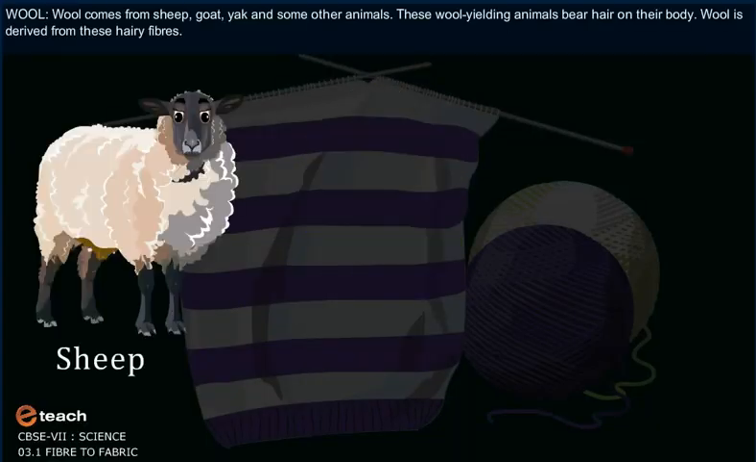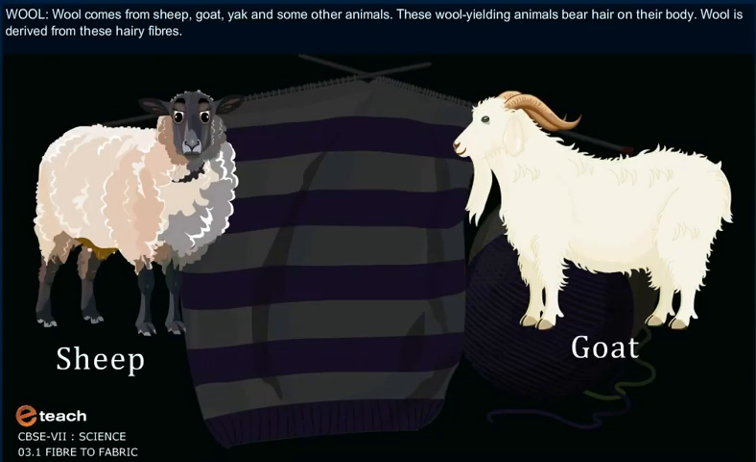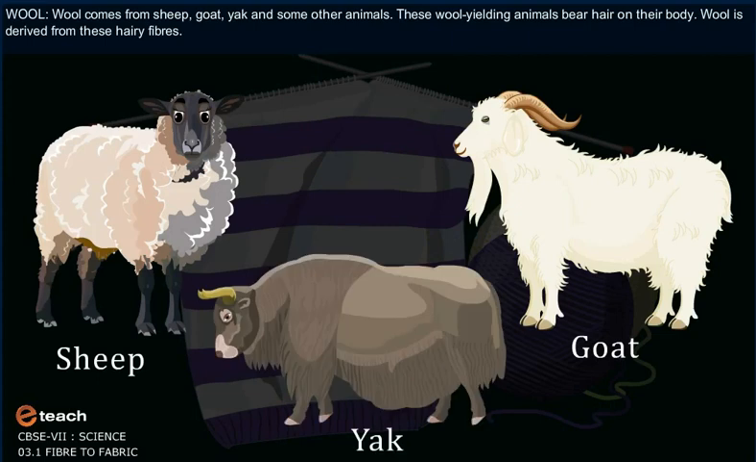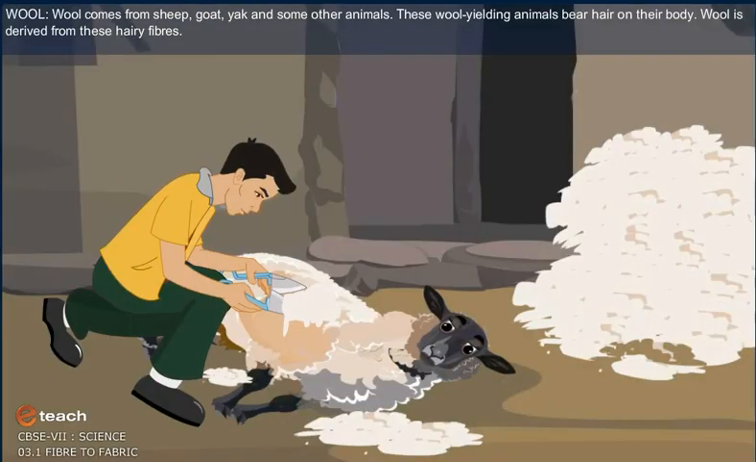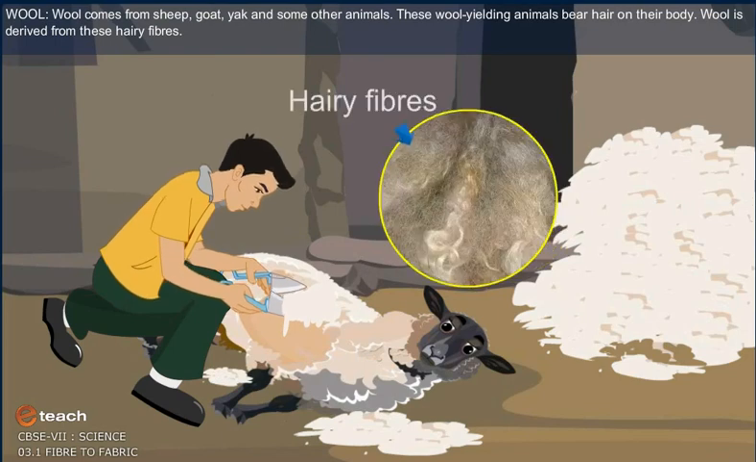Wool. Wool comes from sheep, goat, yak, and some other animals. These wool-yielding animals bear hair on their body. Wool is derived from these hairy fibers.